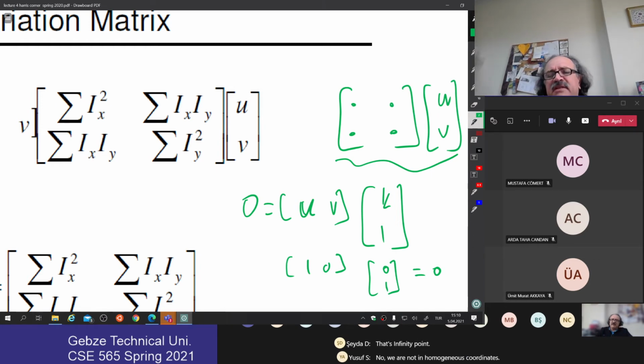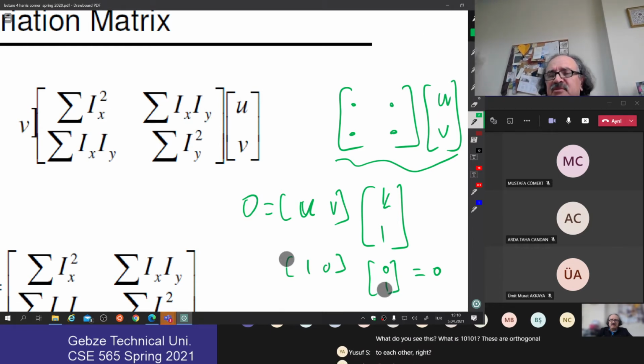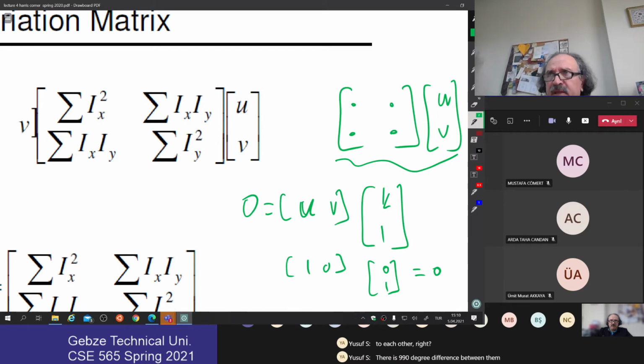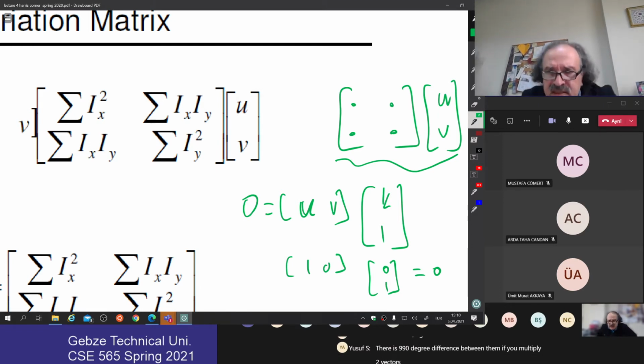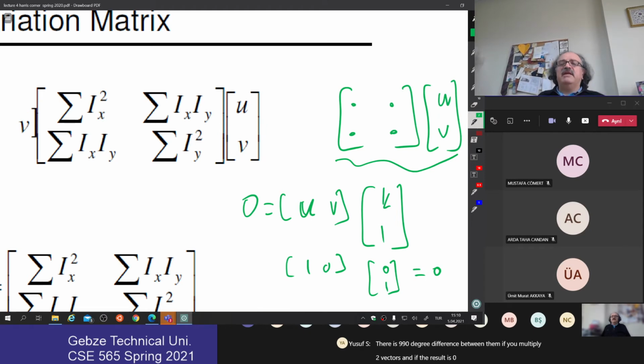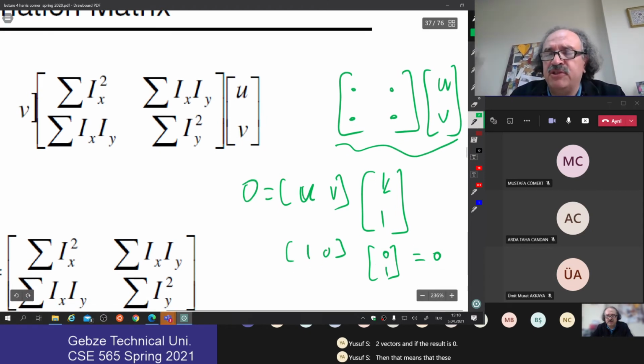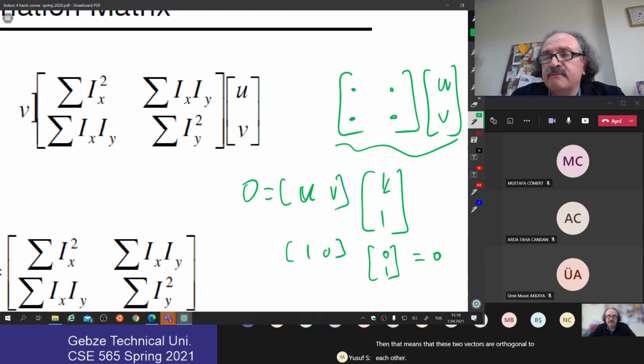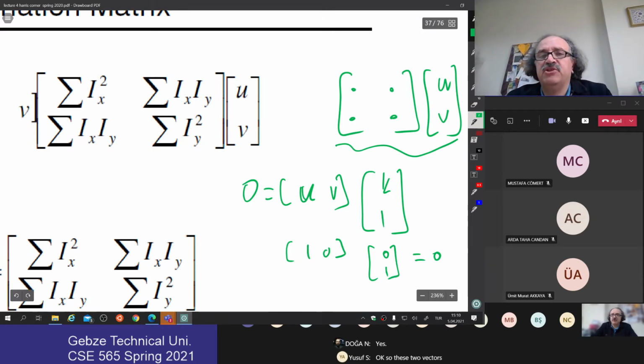What do you see? This is 1 0 and 0 1. These are orthogonal to each other, right? There is a 90-degree difference between them. If you multiply two vectors, and if the result is 0, then that means that these two vectors are orthogonal to each other. You remember it right now? Yes. Okay, so these two vectors are orthogonal to each other.